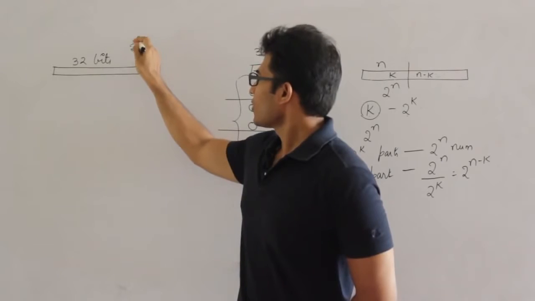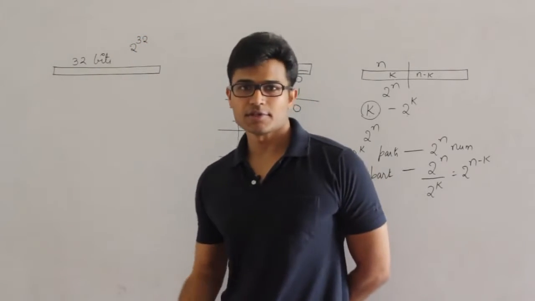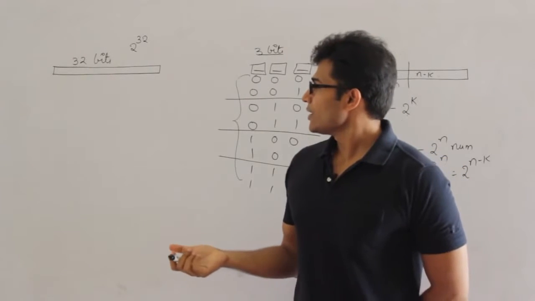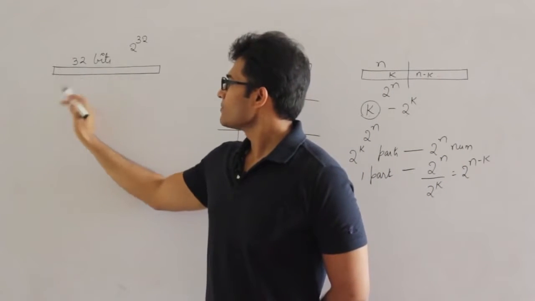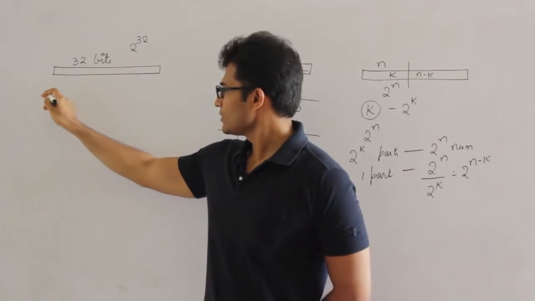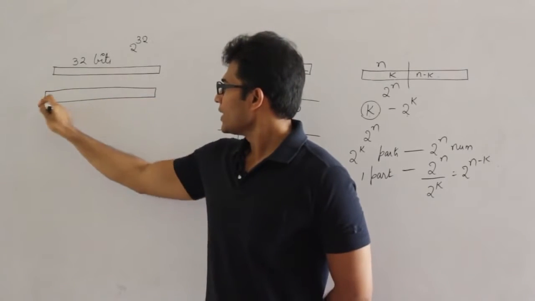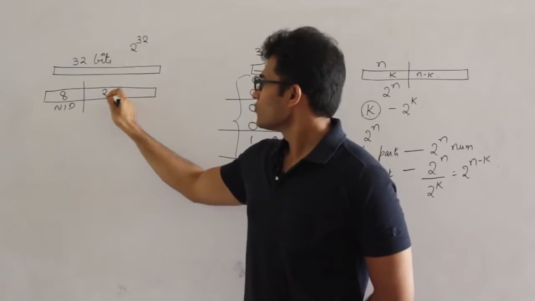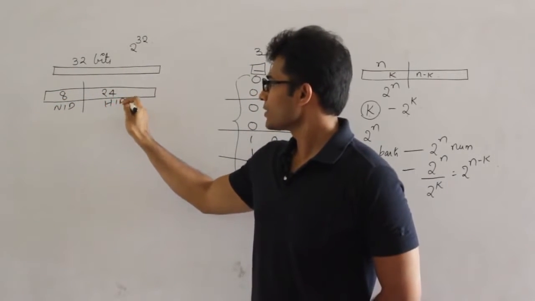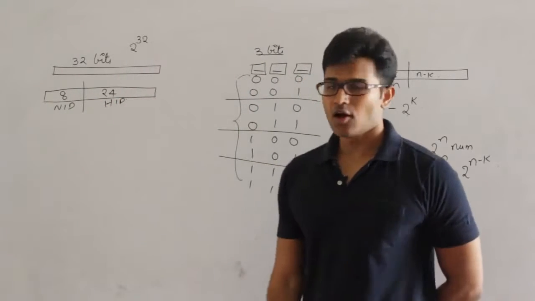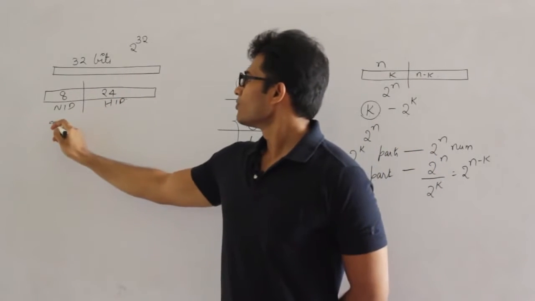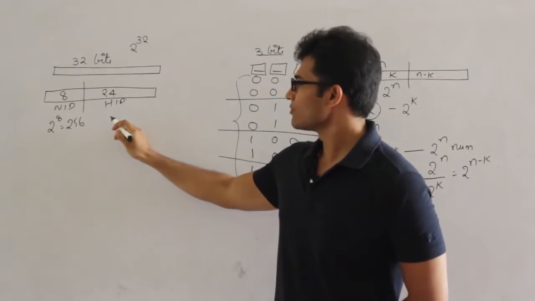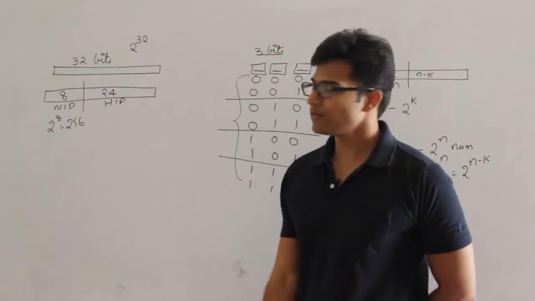Initially, when computer networks were first introduced for ARPANET and other networks, they divided it into static parts like this. They divided these 32 bits into 8 bits of network ID and 24 bits of host ID. With 8 bits of network ID, how many networks do we get? 2 power 8, which is nothing but 256.